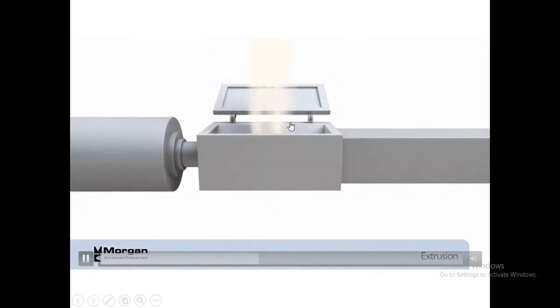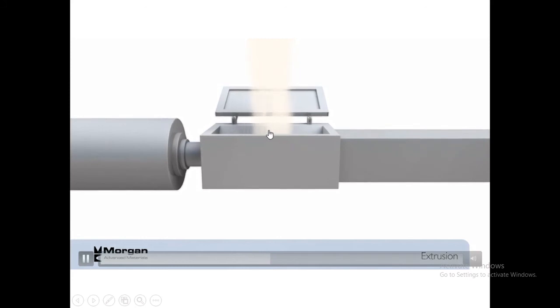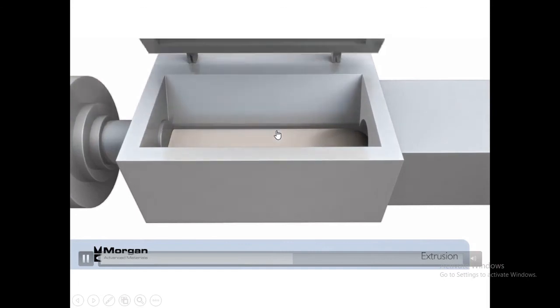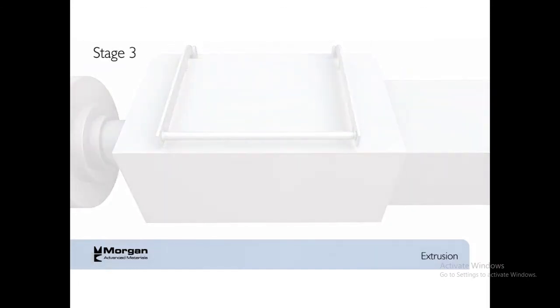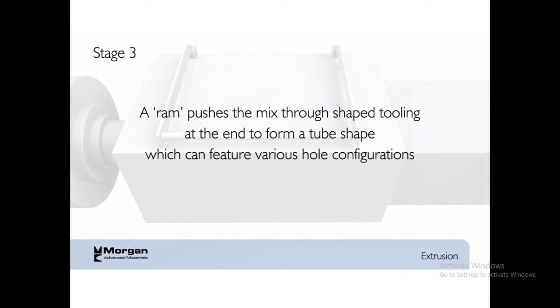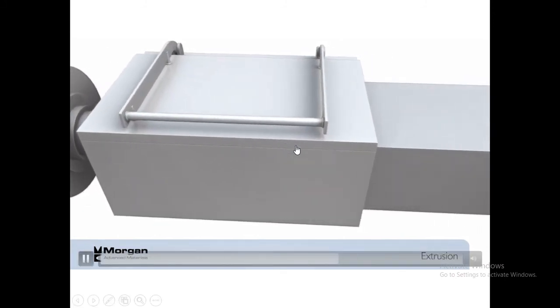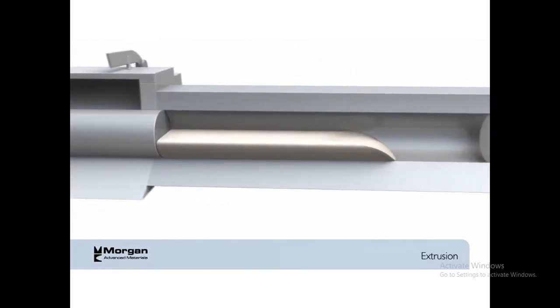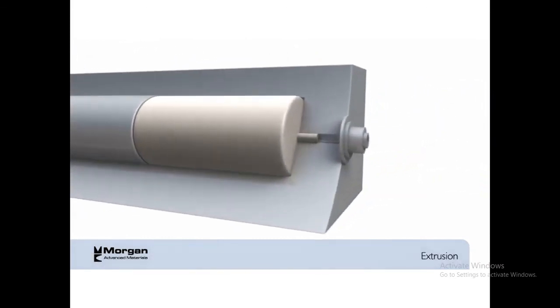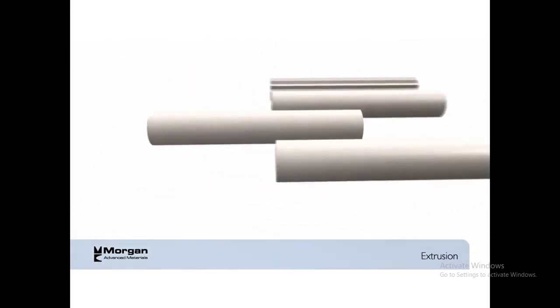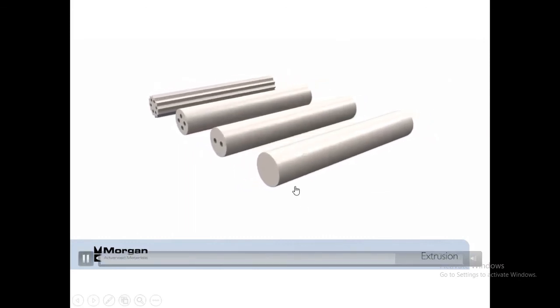Here, the chamber inside which the mixture is placed will be sealed, and the air will be removed to create a vacuum. A ram pushes the mix through a shape tooling at the end to form a tube shape. That is, the required cross section will be obtained, where the mixture is being forced through a constricting die to produce an elongated shape that has a constant cross section. That is how the working process of extrusion takes place.